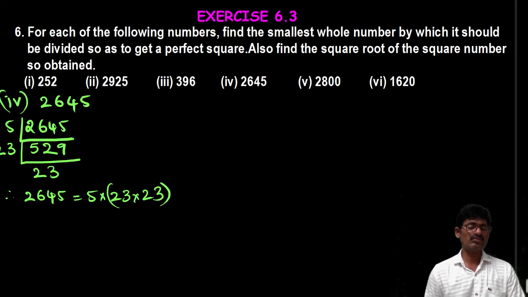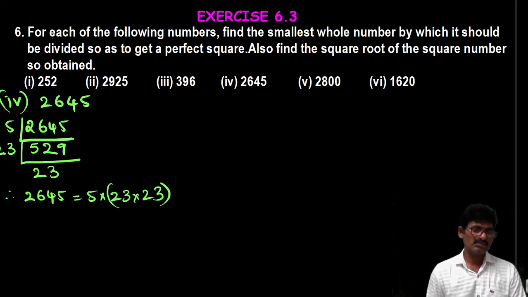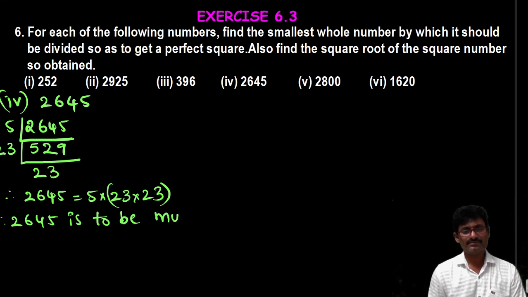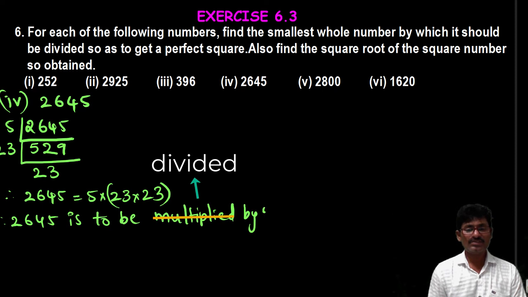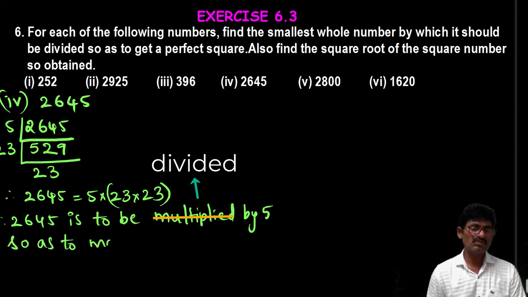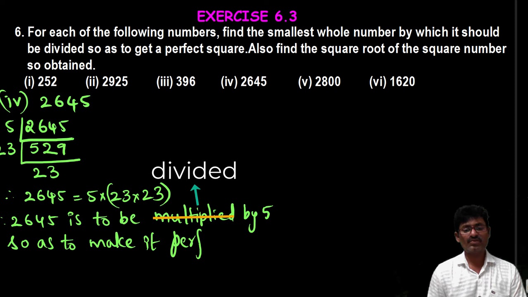So here 23 and 23 are in pair. The only remaining unpaired number is 5. So if you divide this number by 5, then this 5 will be cancelled and the remaining number 23 into 23 will be a perfect square. So therefore 2645 is to be divided by how much? 5, so as to make it perfect square.